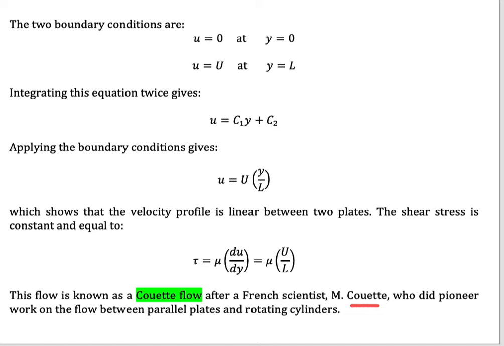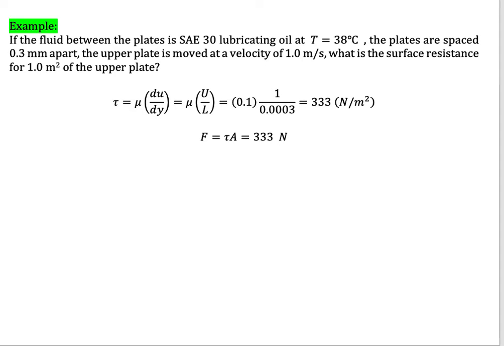So extending from this idea, let's look at an example here. If the fluid between the plates is SAE 30 lubricating oil at T equal to 38 degrees Celsius, and the plates are placed 0.3 millimeter apart, the upper plate is moved at a velocity of 1 meter per second. What is the surface resistance for 1 square meter of the upper plate? The surface resistance means the force that we need to push the plate to make sure it moves at 1 meter per second.